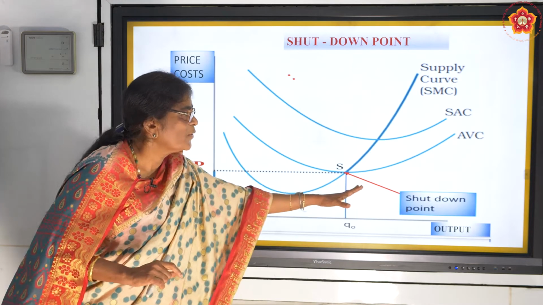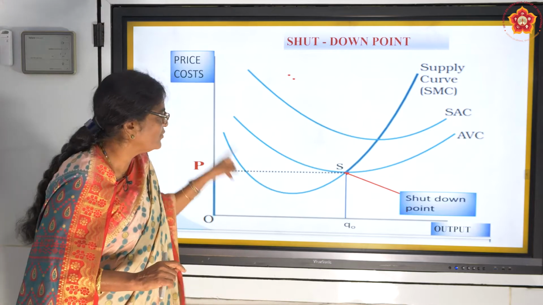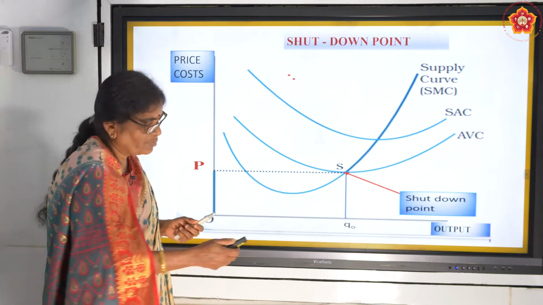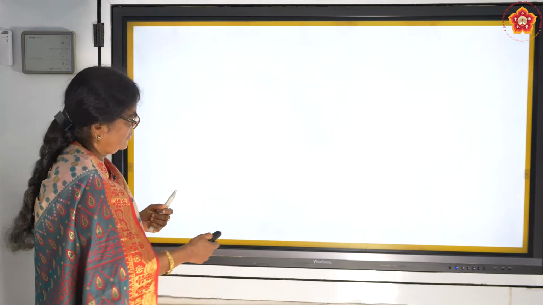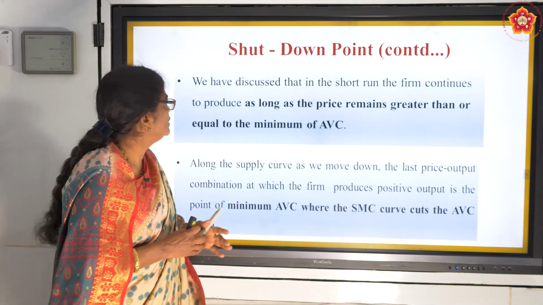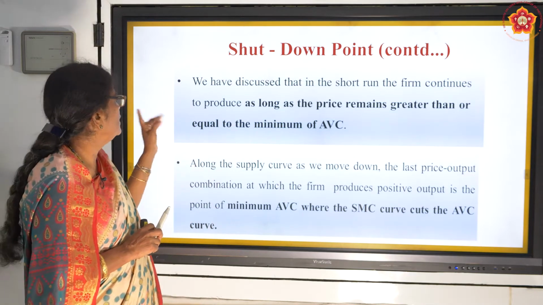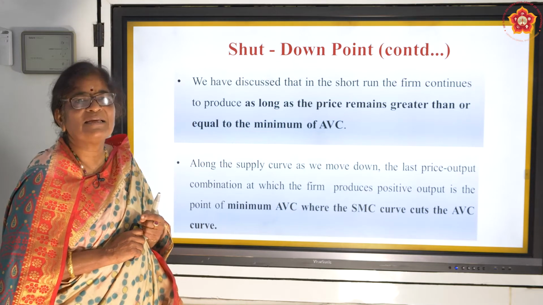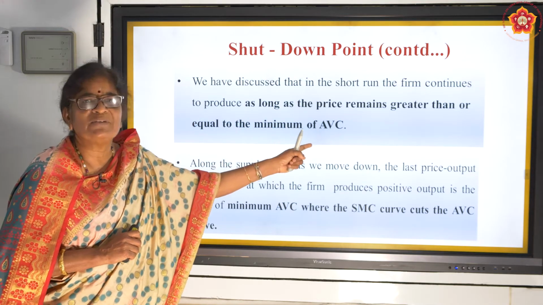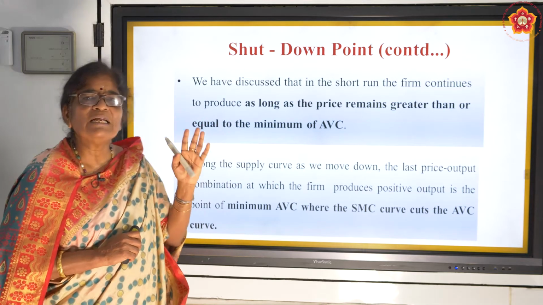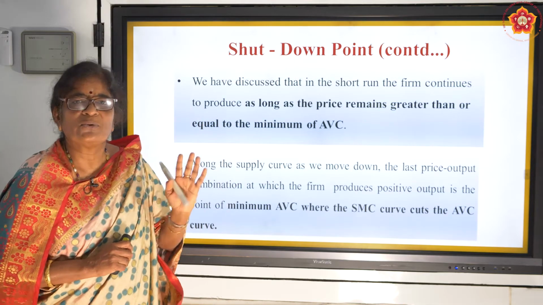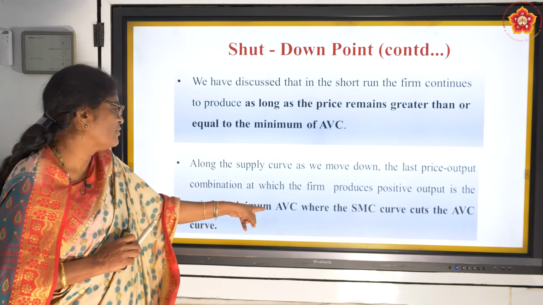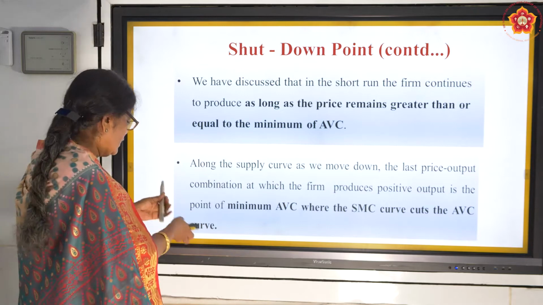We are linking the shutdown point and the short-run supply curve of a firm under the perfectly competitive market structure. The next one, this one, shutdown point continued. Here we have discussed that the short-run firm continues to produce as long as price remains greater than or equal to minimum AVC. That is our first condition needed for the profit maximizing level of output. It is clear. And along the supply curve, we move down.